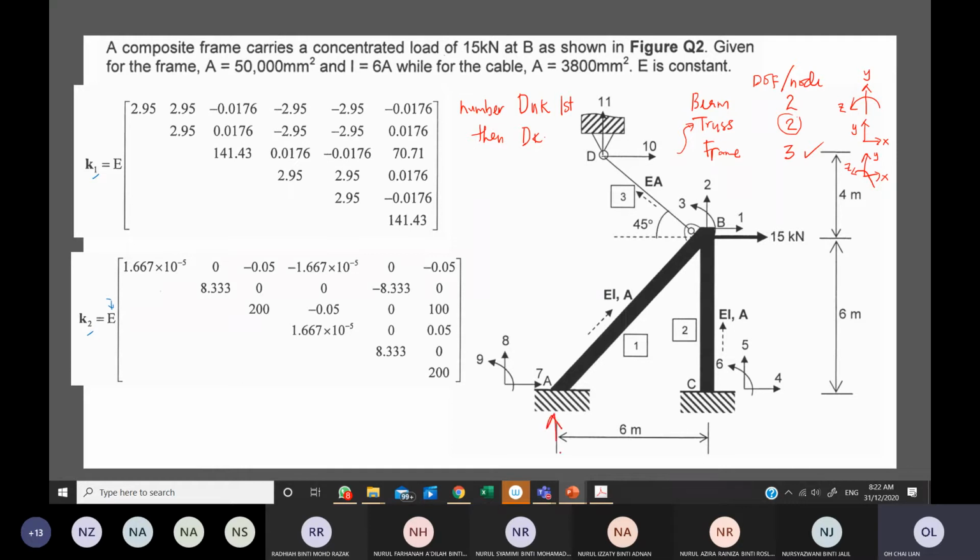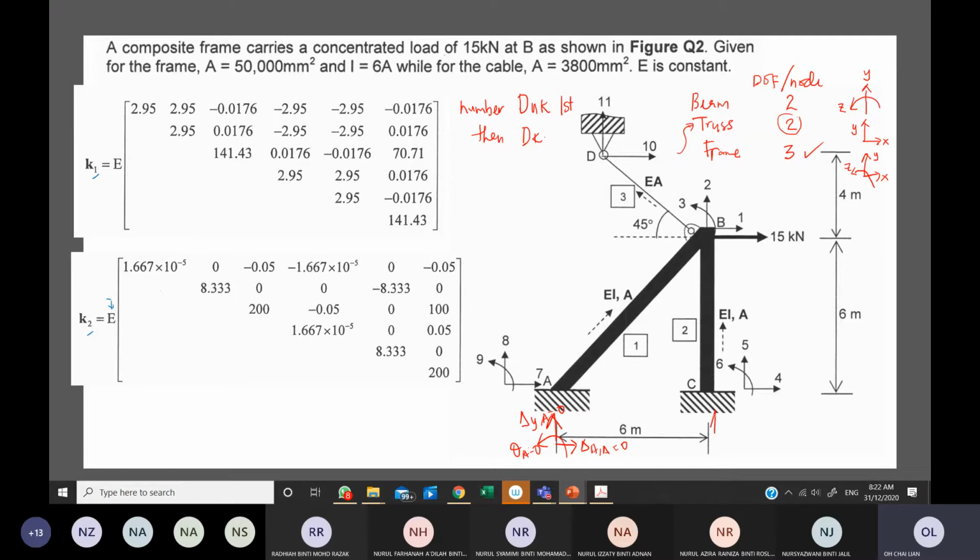For example, at A, we have AY, AX, and MA. These are the support reactions at A. Okay, so it also shows that the displacement in these directions are all not permitted, equal to 0. So if I write it quickly here, 0, 0, theta A, 0.